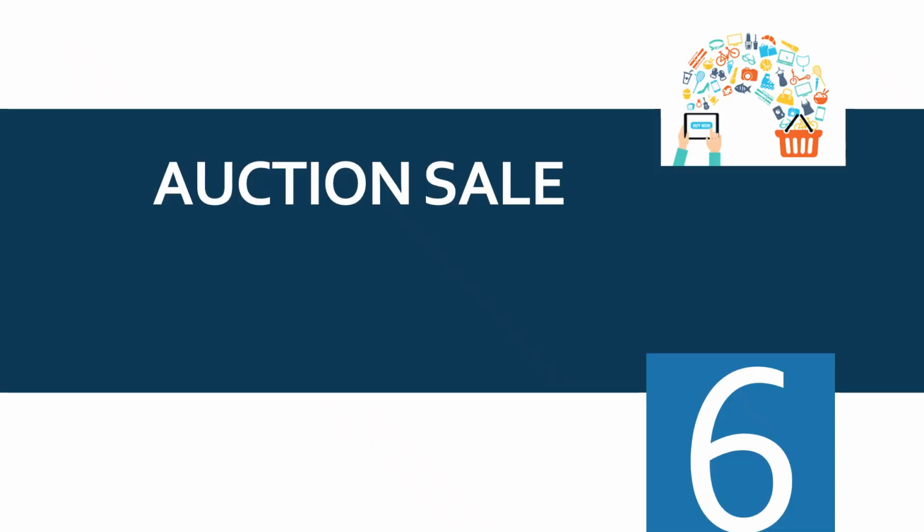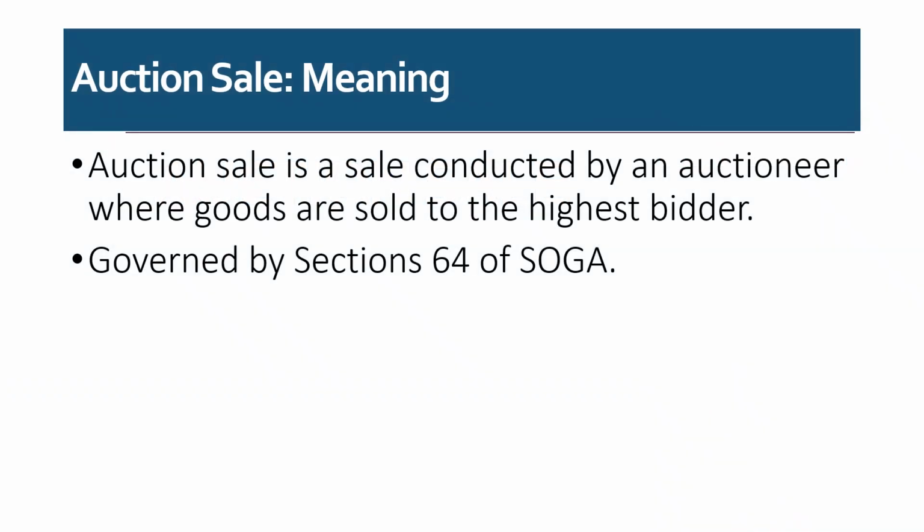Let's now understand what is an auction sale. Now let's move to auction sale, again a very interesting and a practical topic. To understand auction, it is said that an auction sale is a sale where goods are sold to the highest bidder, right? And this sale is further conducted by an auctioneer who acts as an agent for the seller. This auction sale is governed by section 64 of SOGA, that is Sale of Goods Act.